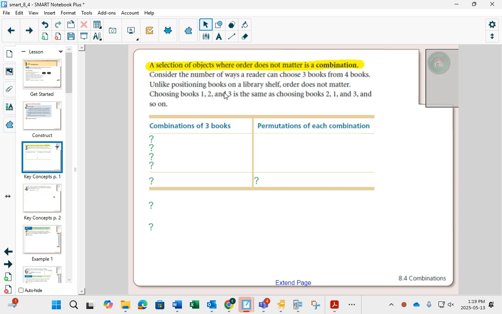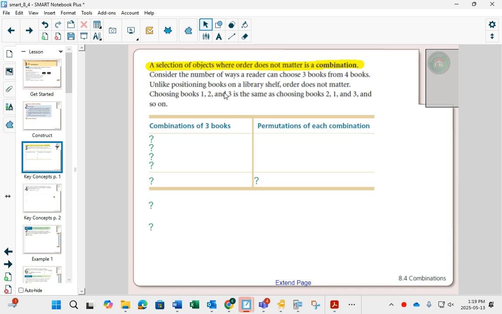So basically, you could choose book 1, 2, and 3. But choosing 1, 2, and 3, if you get to take the first 3 books home, it's not like, oh, wait a minute, I want to redecide. You put book 1, 2, and 3 down and say, I'm going to take books 3, 2, and 1 instead. And the person would look at you and say, that's identical to what you took the first time. In this situation, the order doesn't matter.